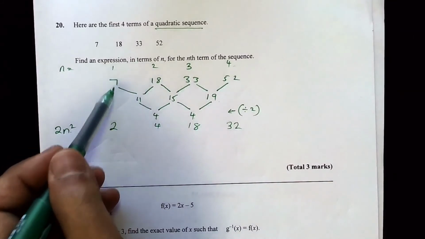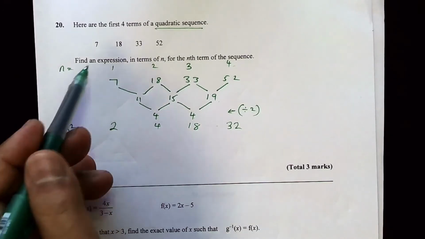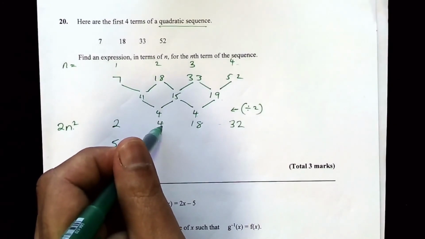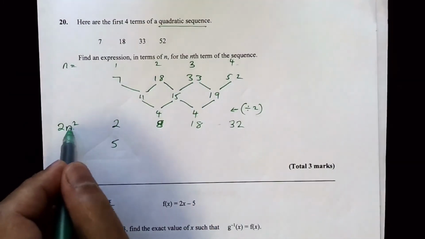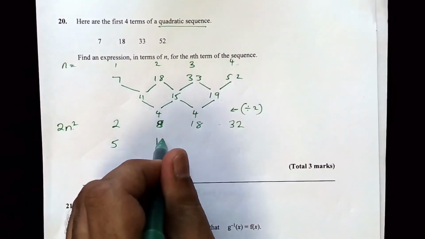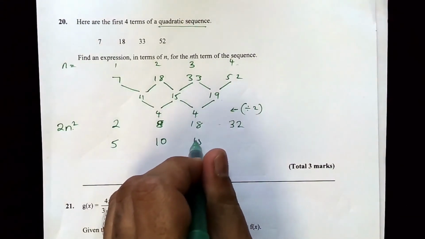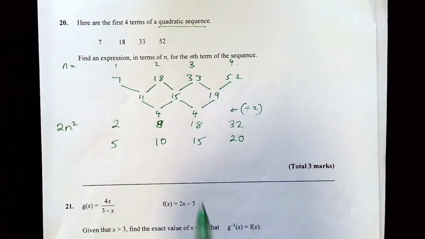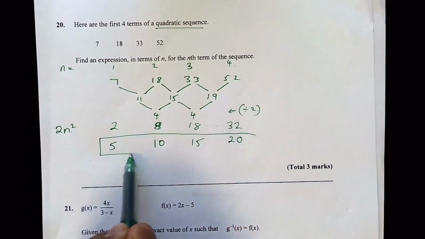So the next step, I'm going to subtract the 2n squared part from my original sequence. So 7 take away 2 gives me 5. 18 take away 8 equals 10. 33 take away 18 is 15. And 52 take away 32 is 20. So now I'm left with a new sequence.